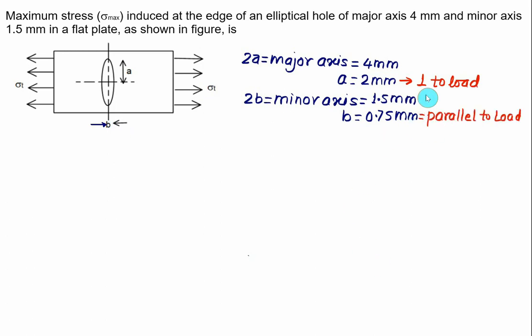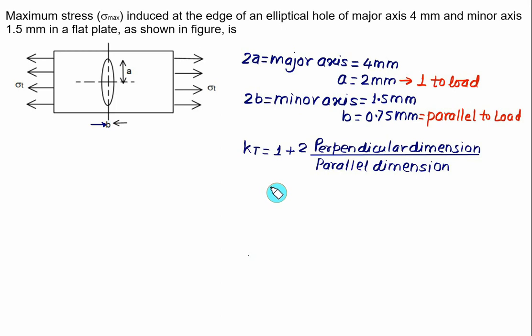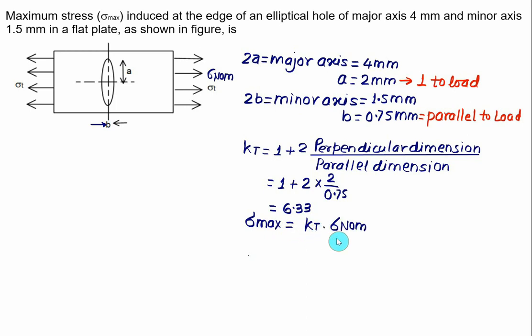Once we know which dimension is perpendicular to the load and which is parallel, we can use the definition of the theoretical stress concentration factor. The theoretical stress concentration factor is 1 plus 2 times the perpendicular dimension divided by the parallel dimension to the load. That will be equal to 1 plus 2 times, with perpendicular dimension equal to 2, multiplied by 2 divided by parallel dimension 0.75. So this answer of the theoretical stress concentration factor is very close to 6.33. Now the nominal stress shown here is sigma t. So using the theoretical stress concentration factor, maximum stress sigma max equals the theoretical stress concentration factor multiplied by the nominal stress, that is 6.33 multiplied by sigma t. This is the nominal stress.